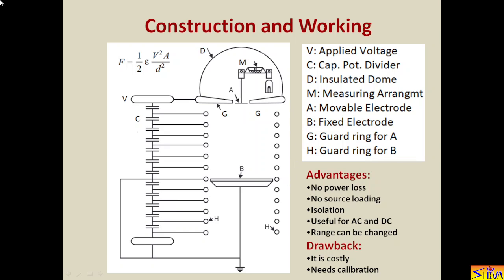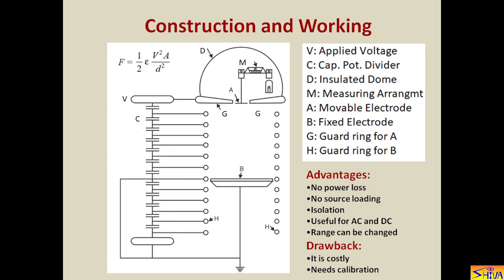Now this is the electrostatic voltmeter. V is the voltage to be measured between this point and this point. You can see capacitors. So this constitutes the capacitance potential divider. C is capacitance potential divider. This is insulated dome. D is insulated dome. Inside this insulated dome, there is electric field on this movable plate. A is movable plate. B is fixed plate. Now position of this fixed plate can be changed between these capacitors so that we can have different ranges for this electrostatic voltmeter.